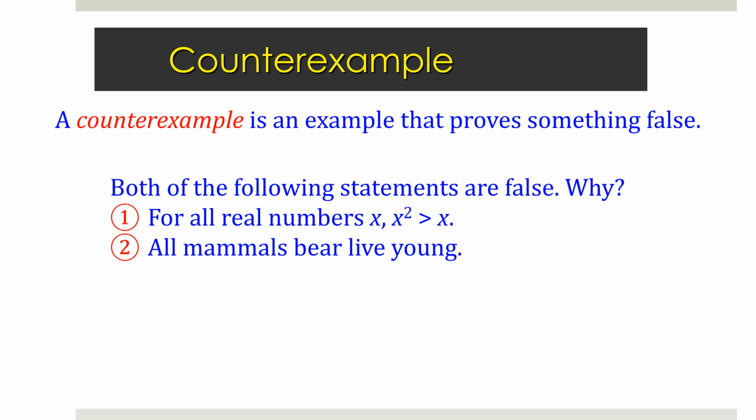So let's look at these two statements. We'll do the mathematical one first. For all real numbers x, x squared is always greater than x. Is that a true or false statement? False. How do you know it's false? Both of the following statements are false. What makes it false, though, other than the fact that I told you? What's the counterexample for that?